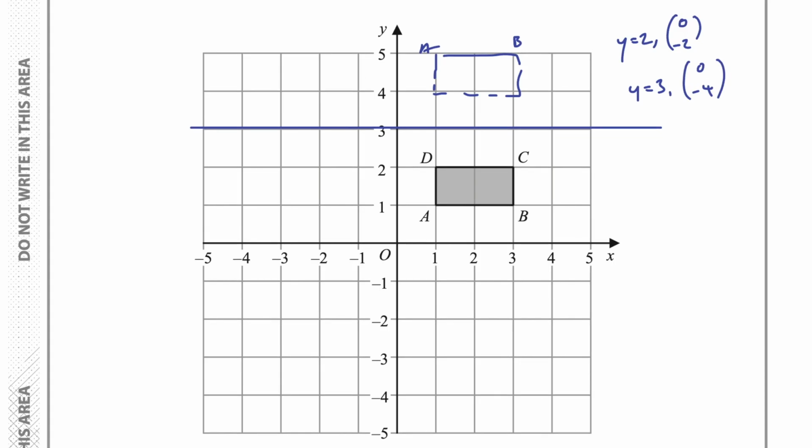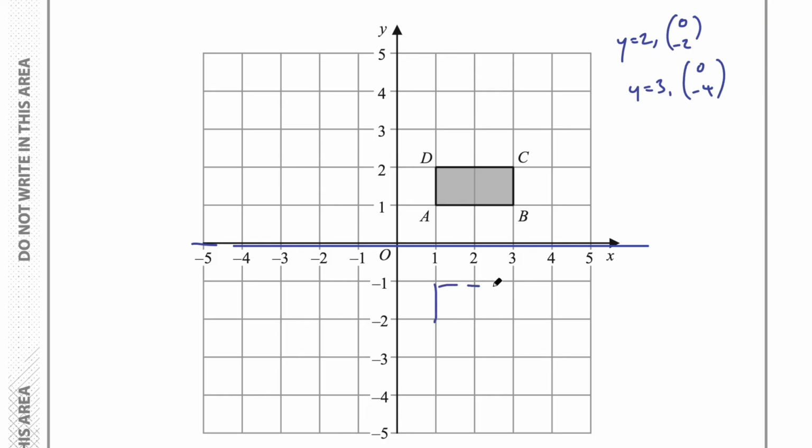Let's try the other way. Let's say if we had a negative number. Let's say we had k equal to 0. So the line is there, and we reflected this shape in this line. So AB would be here. In order for it to get back to where it started, we'd have to translate it up too. So if y equals 0, the translation would be 0, 2.